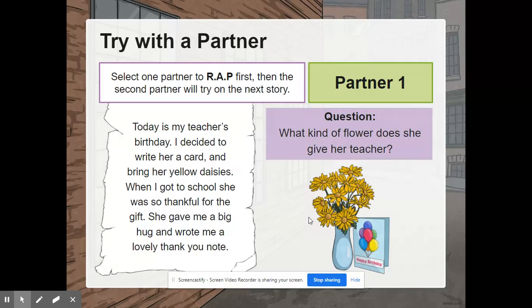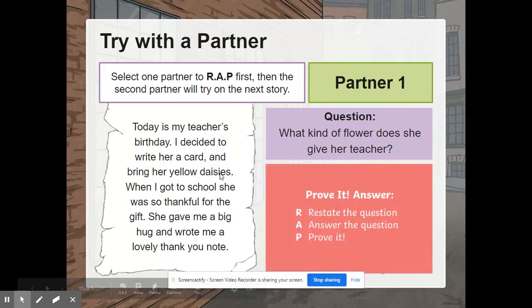So the question is, what kind of flower did she give her teacher? So this would be an easy question. It's right there in the text. It says right here, yellow daisies. So we could say, restate the question. The kind of flower was a daisy because the text says that she wrote her teacher a card and brought her yellow daisies.